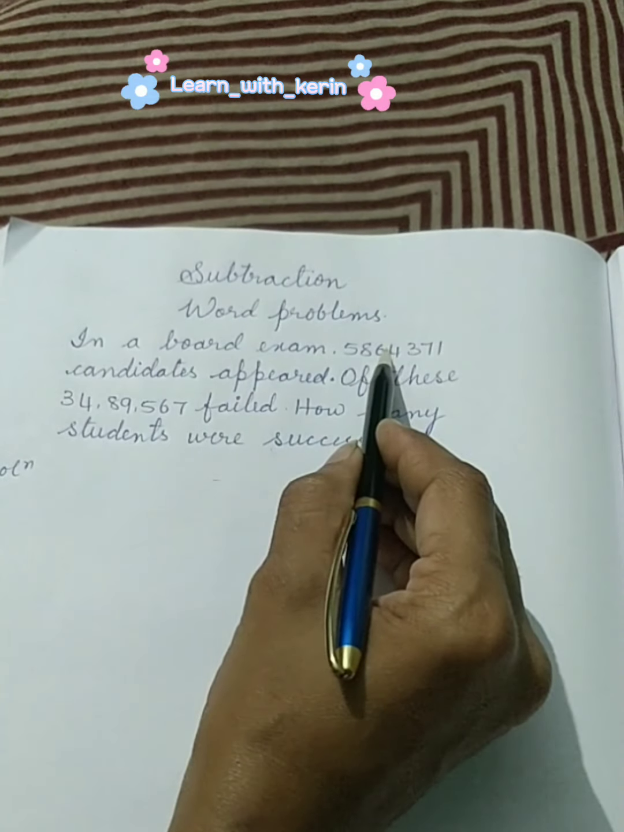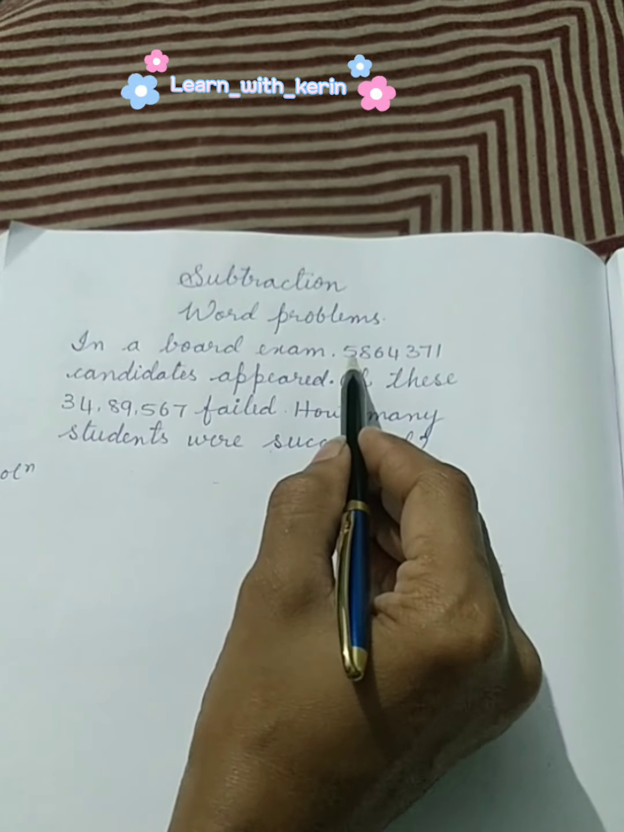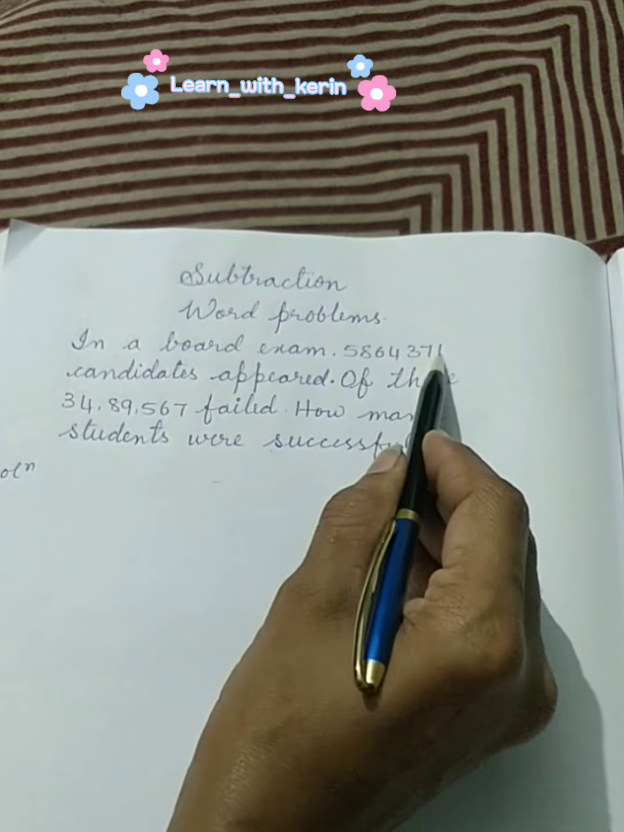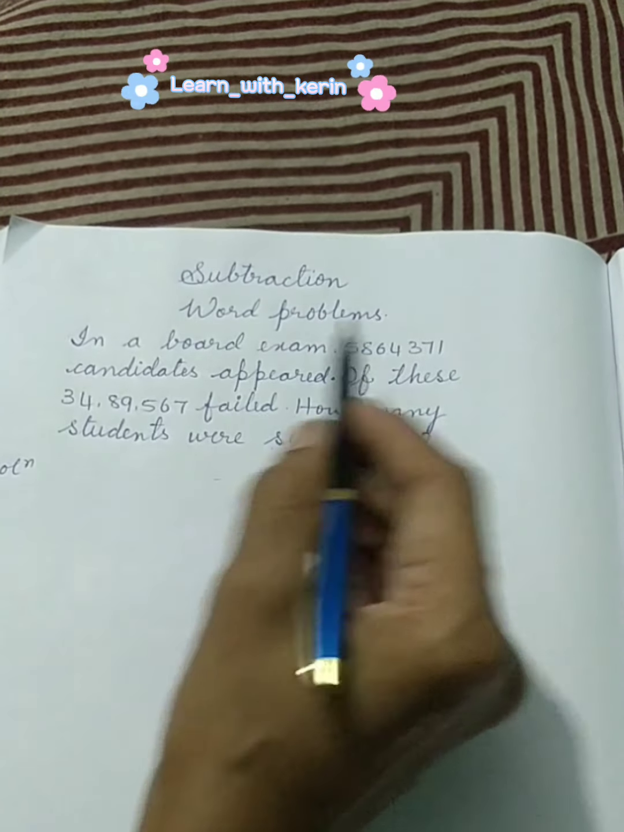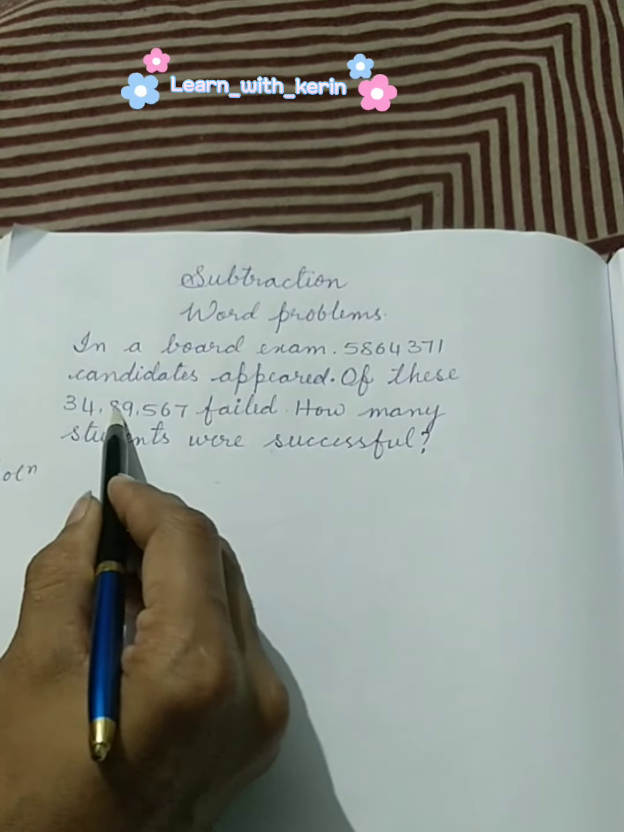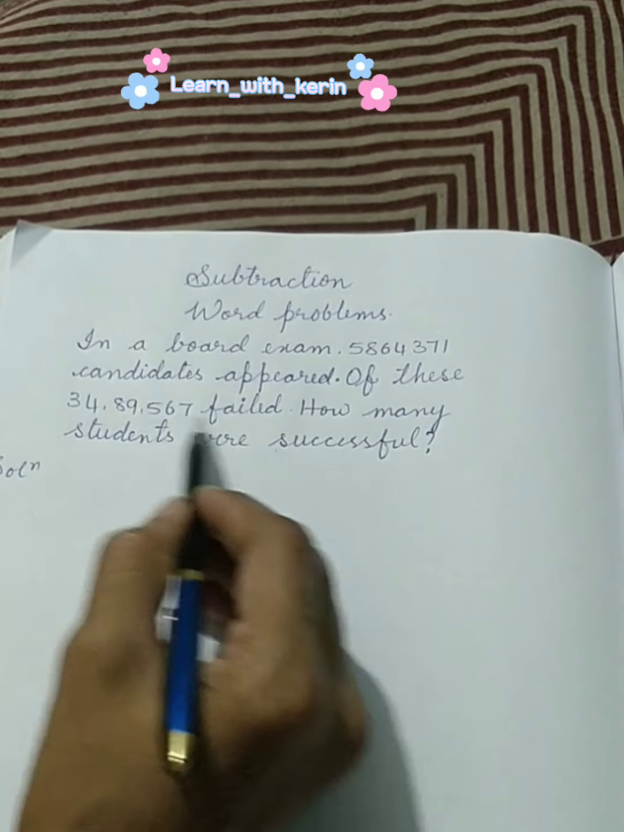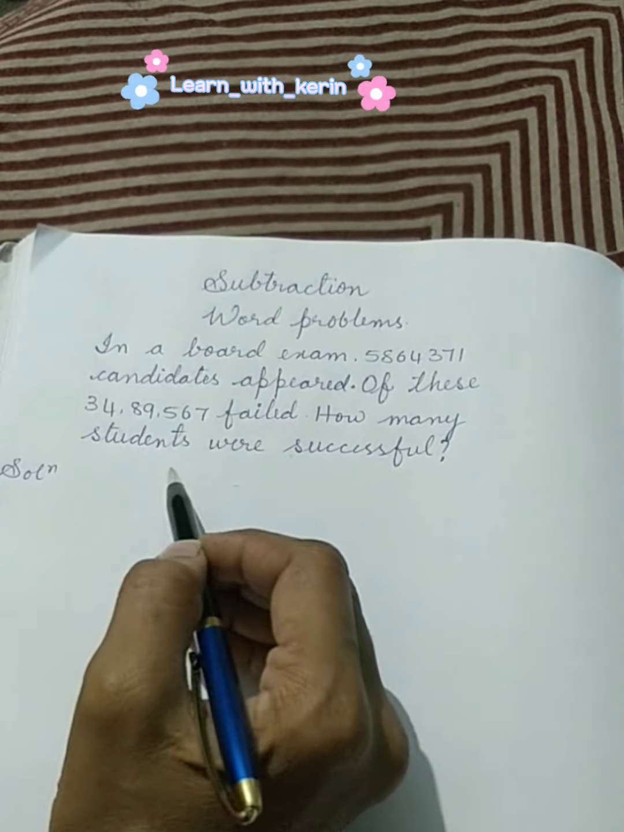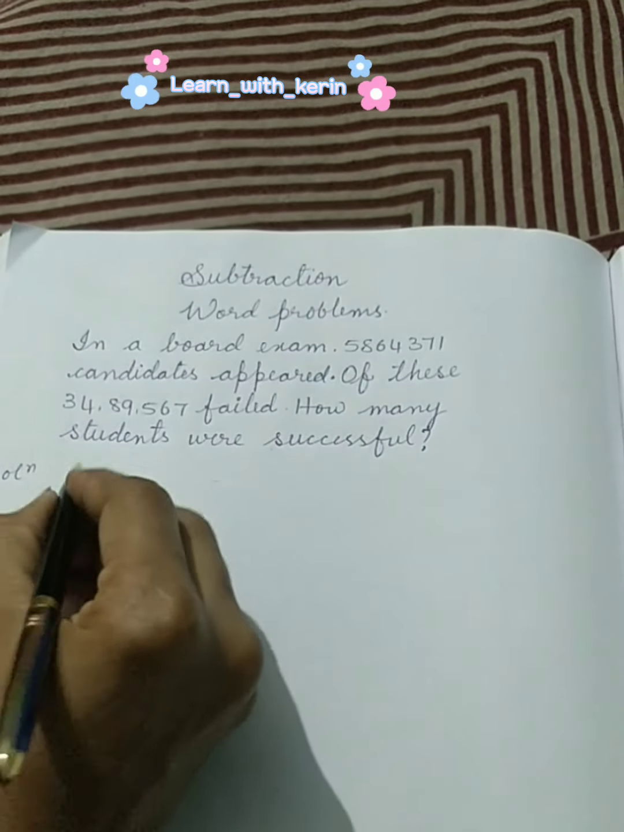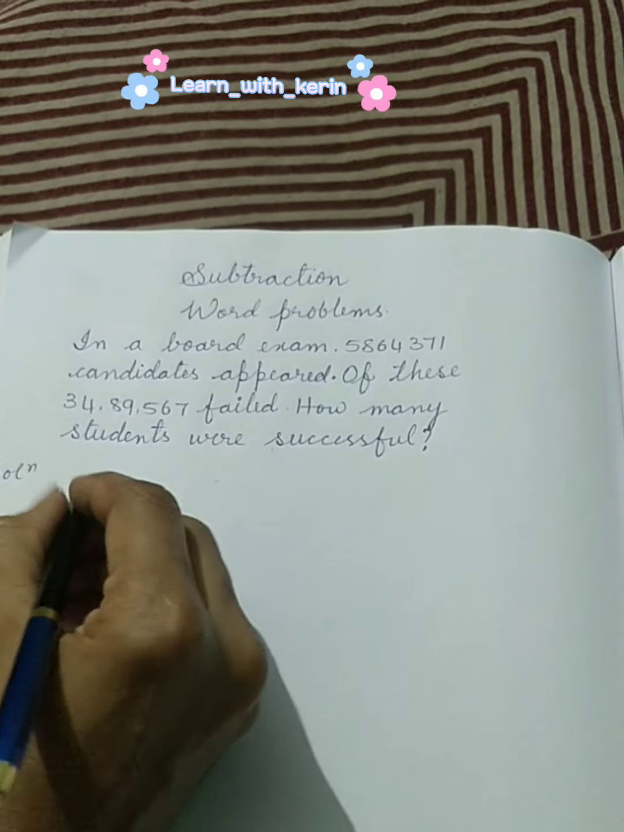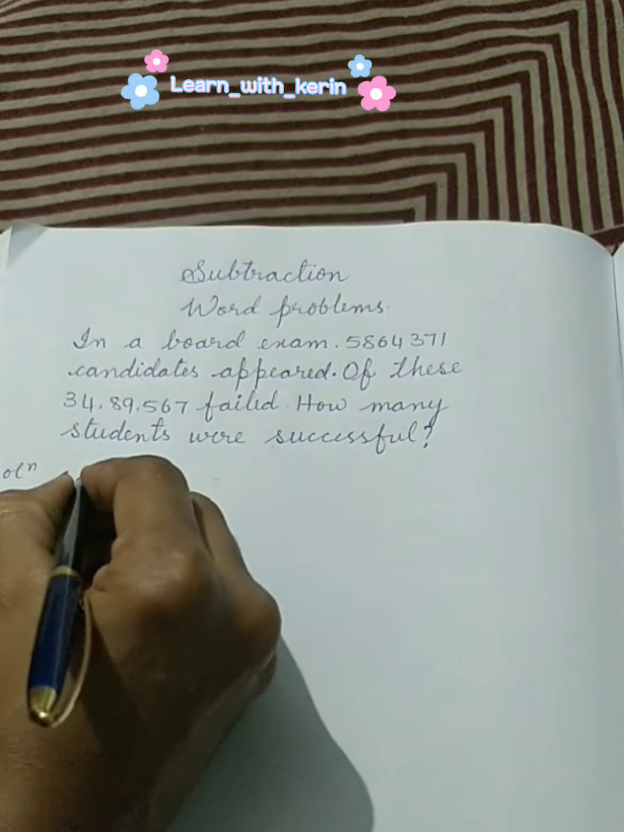Each number indicates something, like 58,64,371. This number indicates the total number of students who appeared in the board exam. And 34,89,567. This number indicates how many students have failed in the board exam. So let us begin to write the statements now. We'll make the statements very short, children. We'll write short statements only.